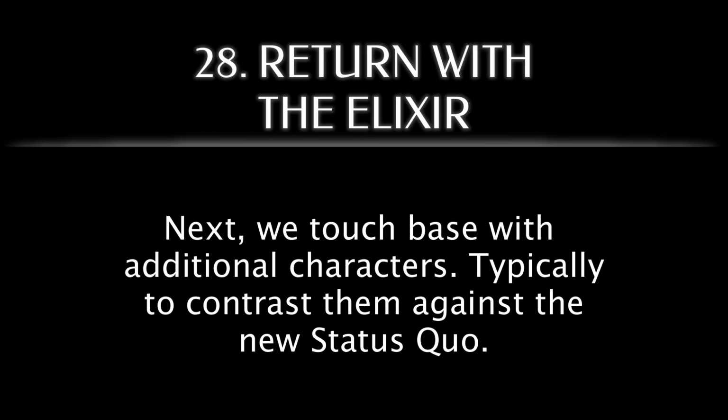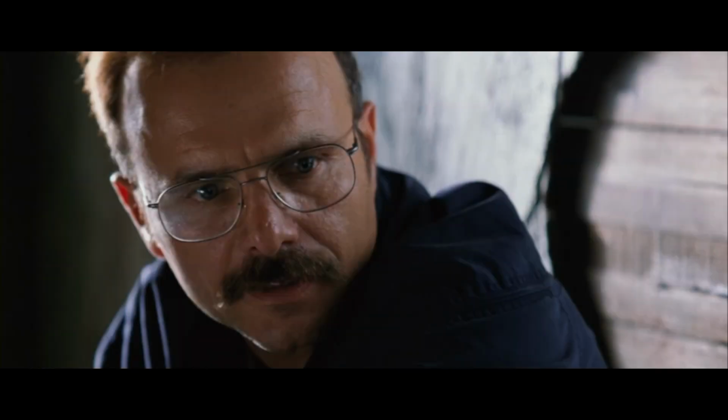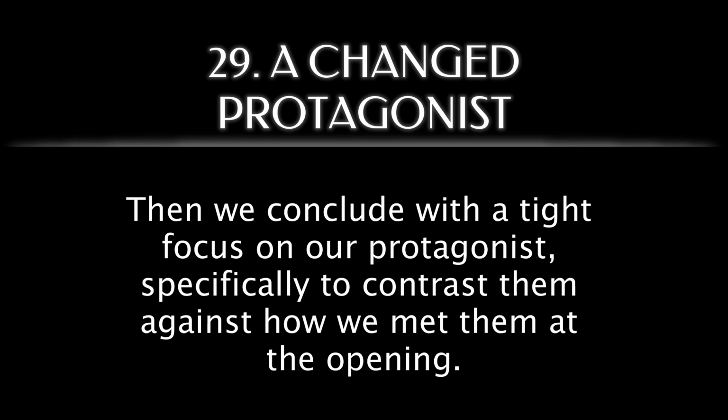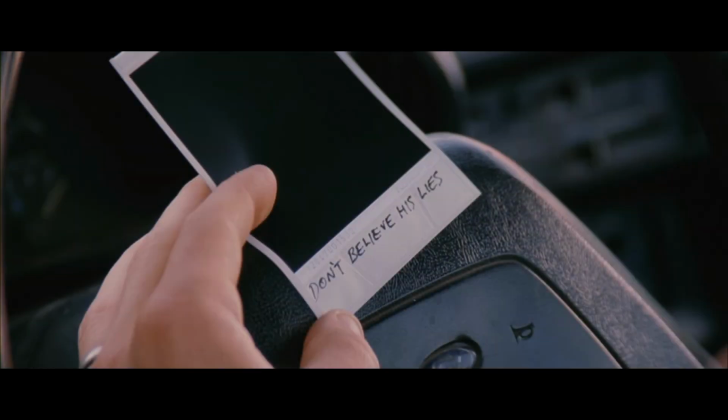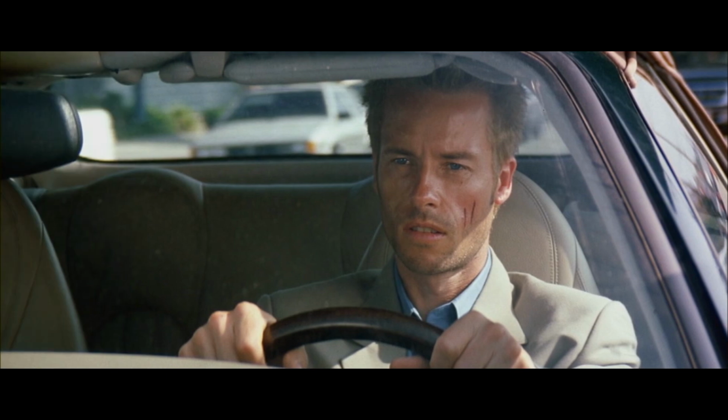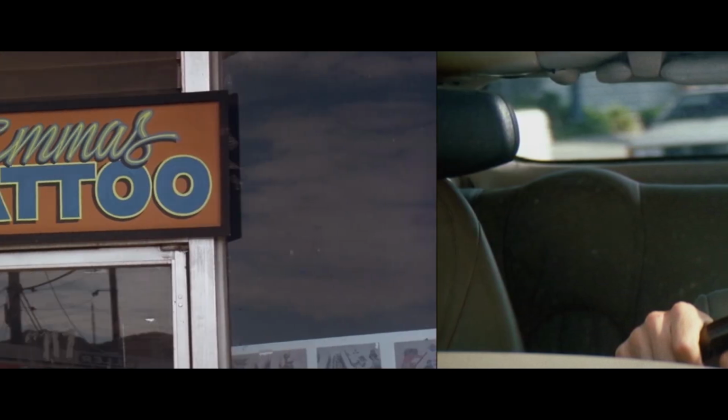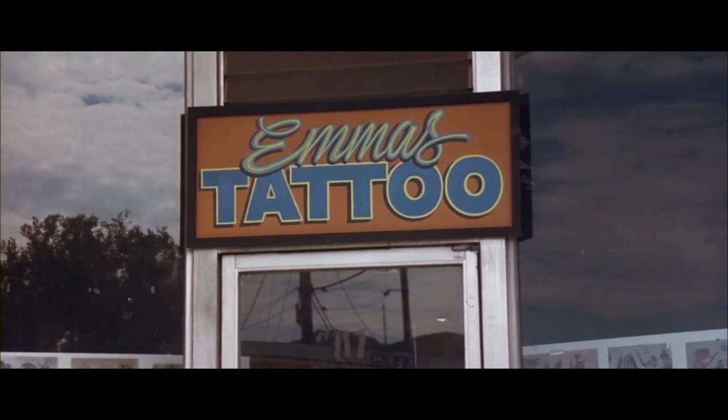Next, we touch base with additional characters, typically to contrast them against the new status quo. The original guilty murderer was killed over a year ago, and Leonard has become, since then, a serial killer of John G's. Then we conclude with a tight focus on our protagonist, specifically to contrast them against how we met them at the opening. Leonard turns himself against his handler, righting that wrong, and convinces himself that he'll be just fine on his own. Then he starts the investigation anew again, starting his path to killing Teddy.